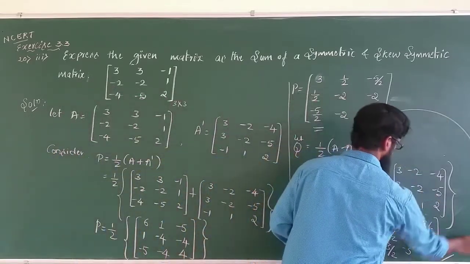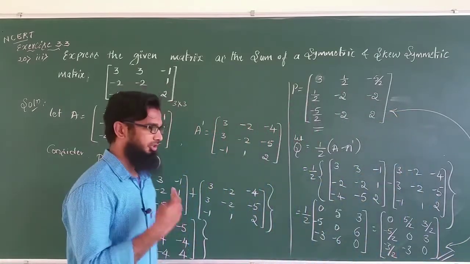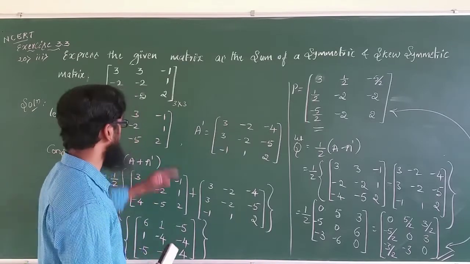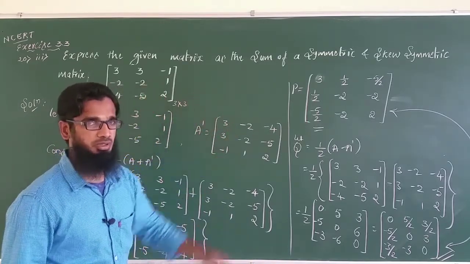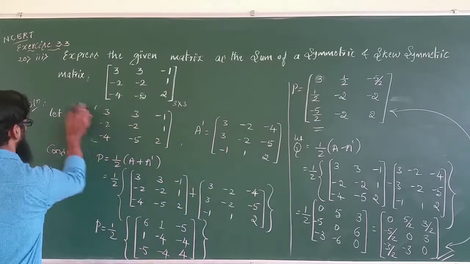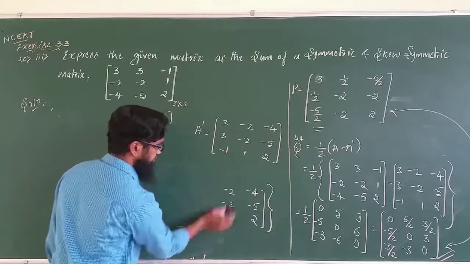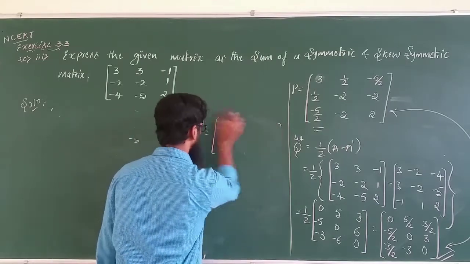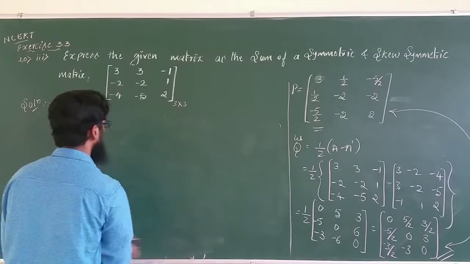So if I add these two matrices and I get the original matrix A, then this A can be expressed as a sum of the symmetric and the skew symmetric matrix. We need to remember that. The properties are very important, as well as theorem 1 and 2.